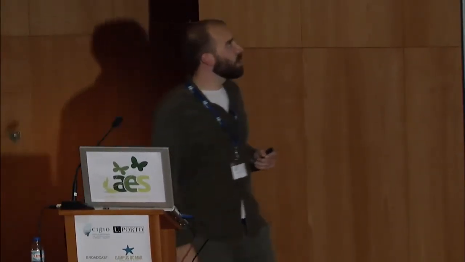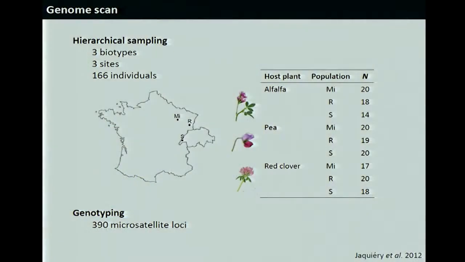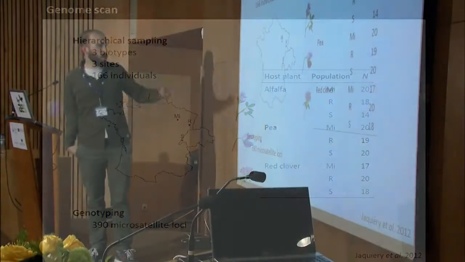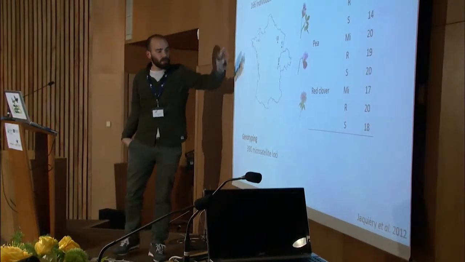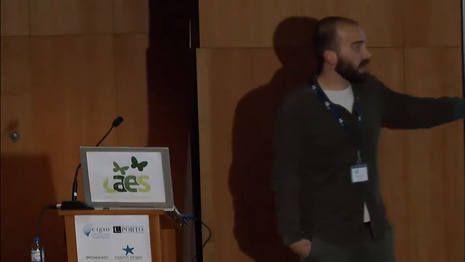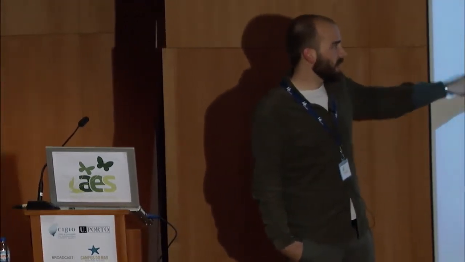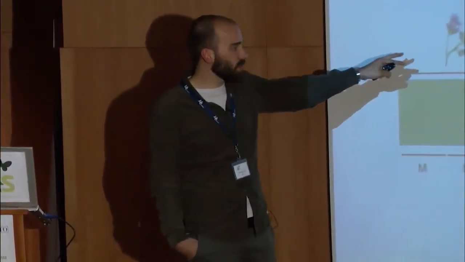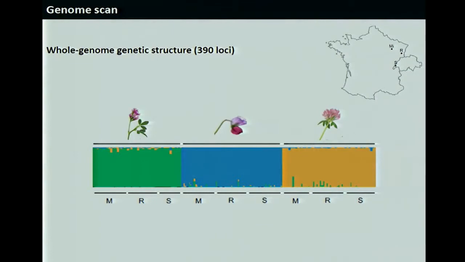So here's the genome scan. We did a hierarchical sampling of three biotypes in three different sites in eastern France and Switzerland. We genotyped all these individuals at 400 microsatellite loci. Here is the whole genome genetic structure. And we see classical results in the pea aphid, meaning that the host plant structure is way more important than geographic structure within biotypes.